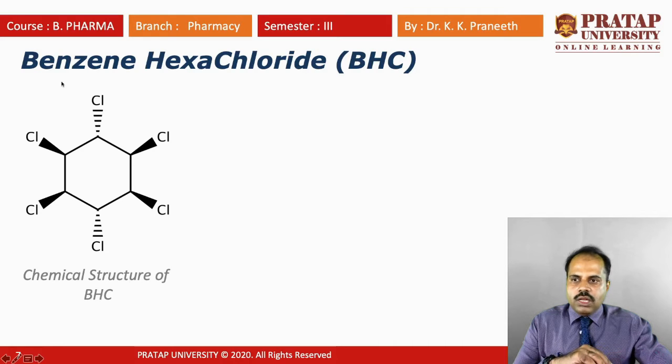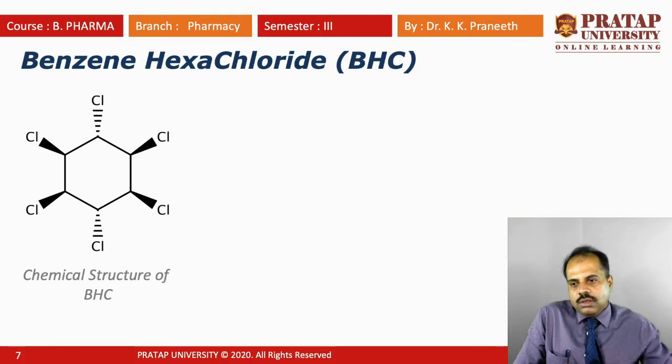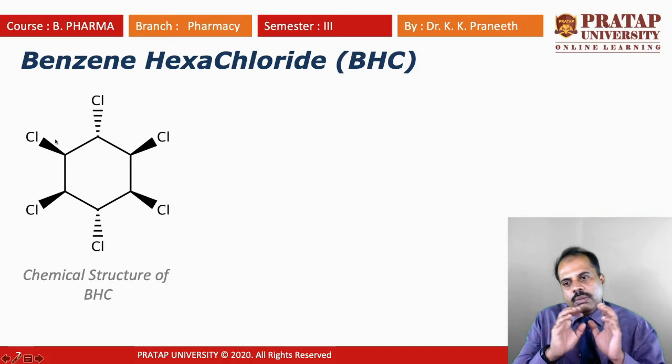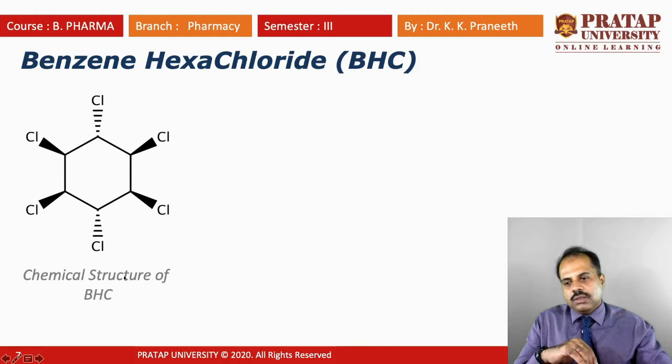With this we will see the third compound in the list, that is benzene hexachloride, BHC. This is the chemical structure of benzene hexachloride. Benzene hexachloride contains, hexa means 6, right? Mono is 1, di is 2, tri 3, tetra 4, penta 5, and hexa is 6. So hexachloro means 6 chlorine atoms. 1, 2, 3, 4, 5, 6 are there. You can see in the structure.